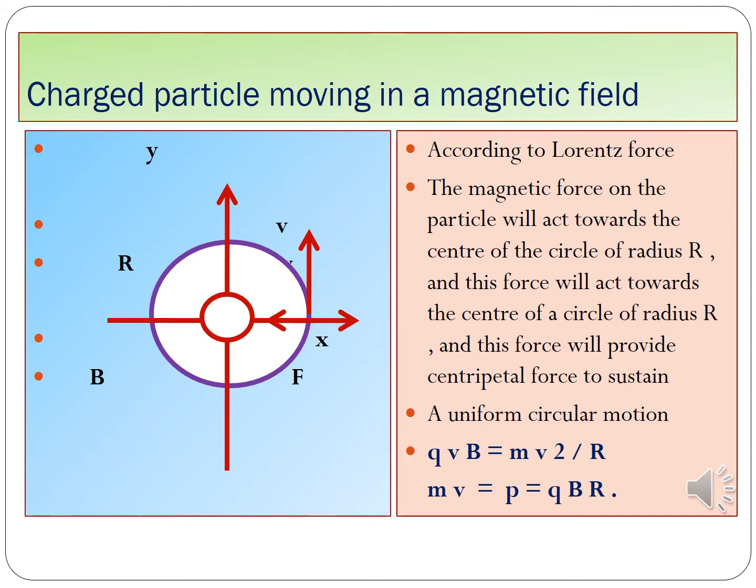This force will provide the centripetal force to sustain the motion. Therefore, uniform circular motion can be given by the formula qvB = mv²/r, where mv²/r is nothing but the centripetal force acting on it. Therefore, I can arrive at the formula mv = p, the momentum, which is equal to qBr. This describes the circular motion of a charged particle in a particle accelerator, that is, the cyclotron, which is going to be explained in the next slide.